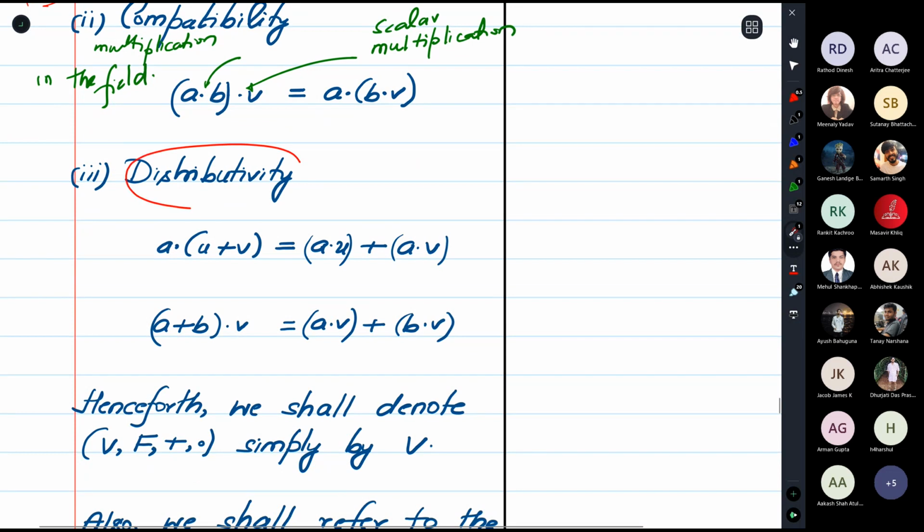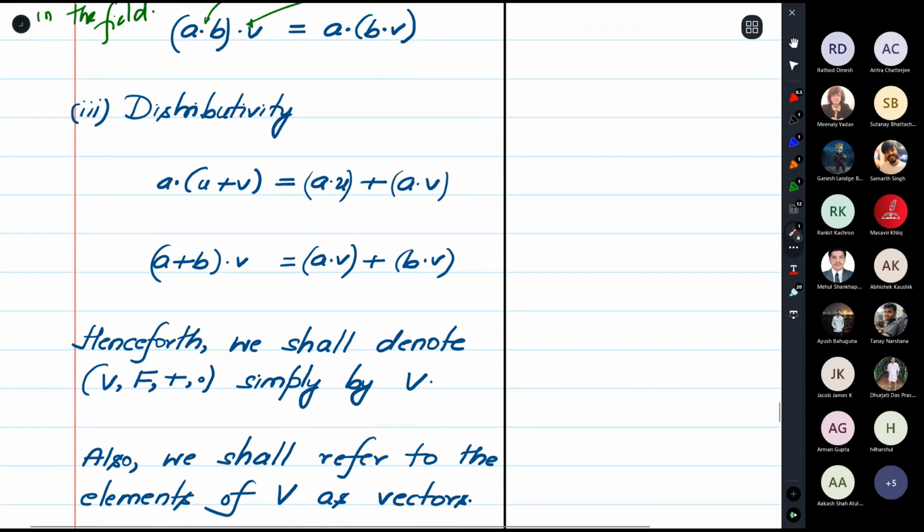And the last property is that of distributivity. That is, A dot (U plus V) must satisfy this condition. Again, this is the scalar multiplication and this is the addition in the vector space, right? Whereas over here, notice that the addition is in the field, right? So this is an element of the field, this is an element of the field. So this addition is the addition in the field, and whatever is the resulting element in the field, I have to take that element and perform the scalar multiplication with this element of the vector space. And on the right, you perform scalar multiplication, and this addition over here is the addition in the vector space.